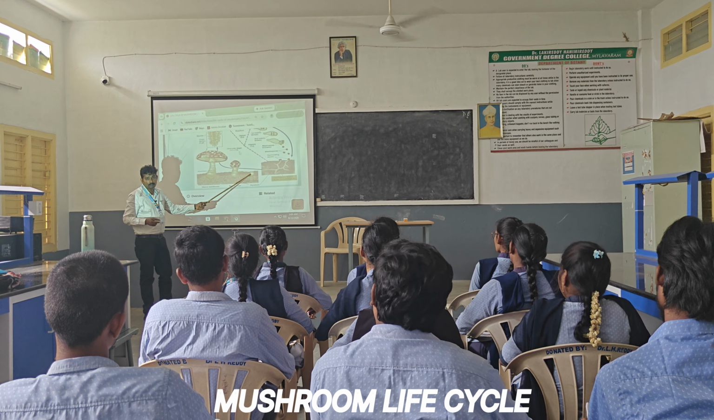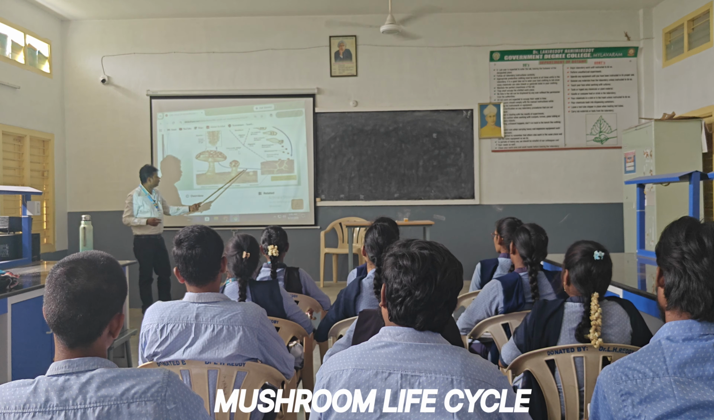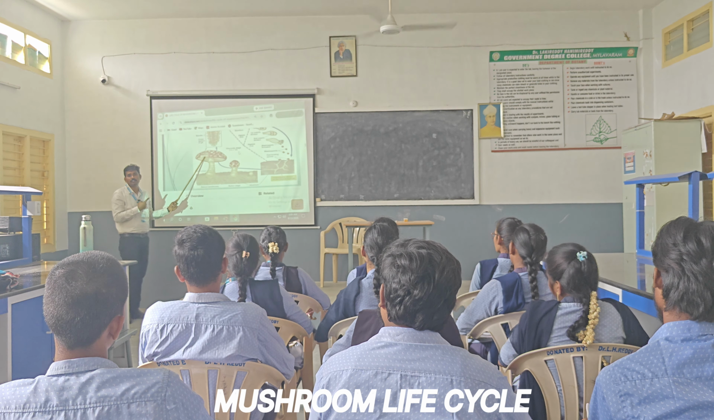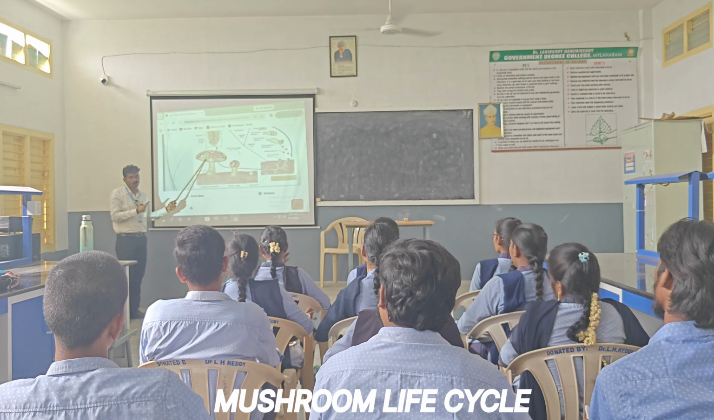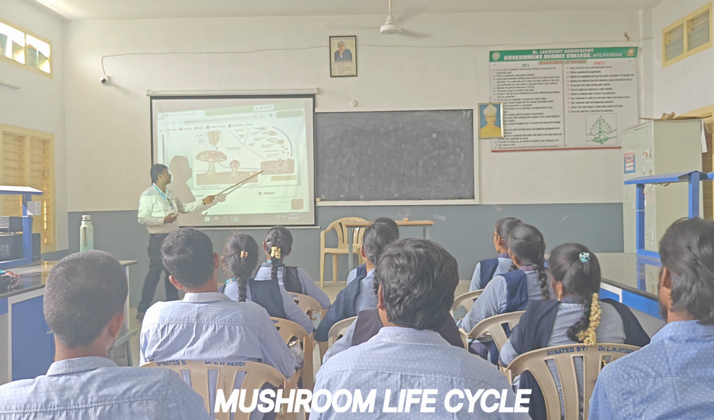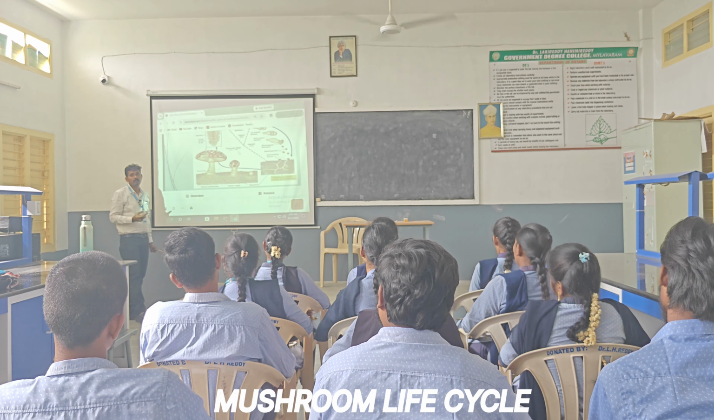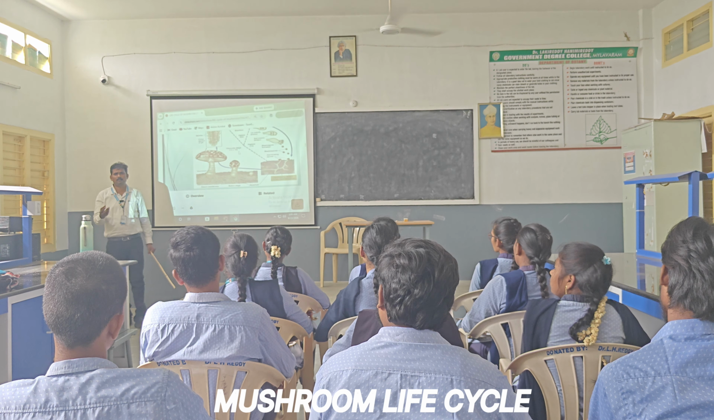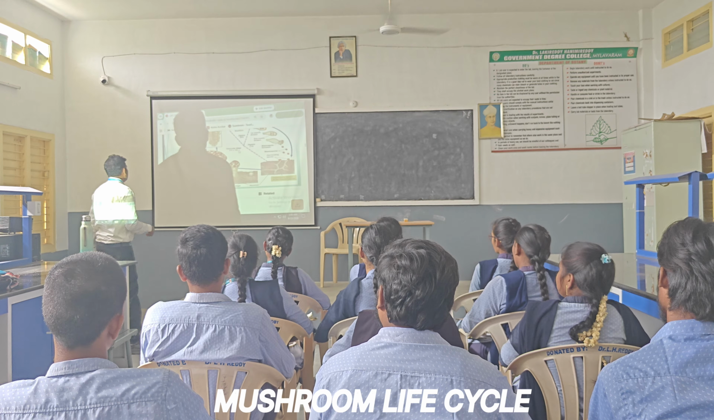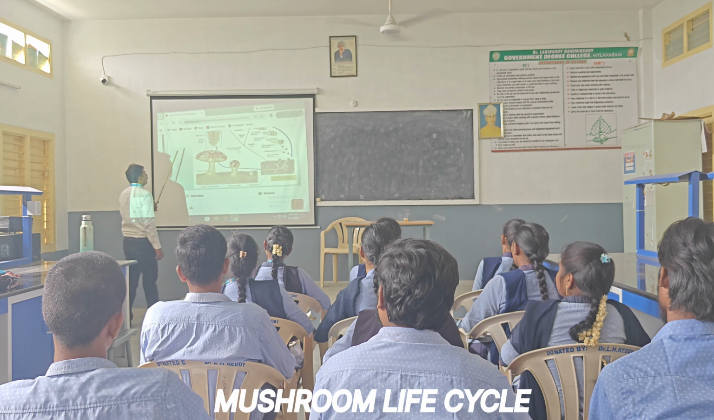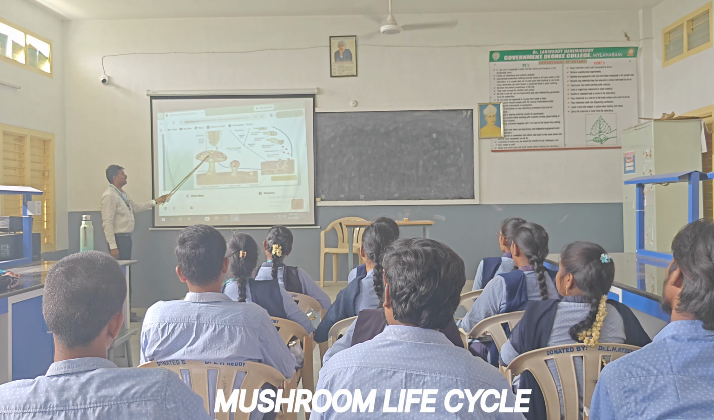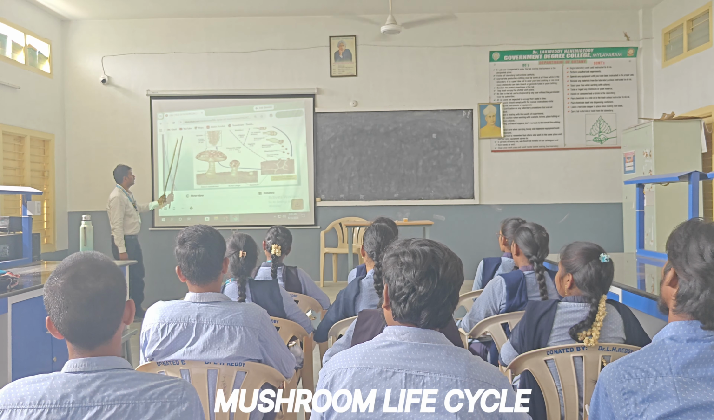This is the early stage of the fruiting body. This is the next stage of the fruiting body. This is the mature stage of the fruiting body. So this is the Agaricus bisporus life cycle, or any button mushroom's life cycle. Clear? So this is the pictorial picture of the mushroom life cycle.